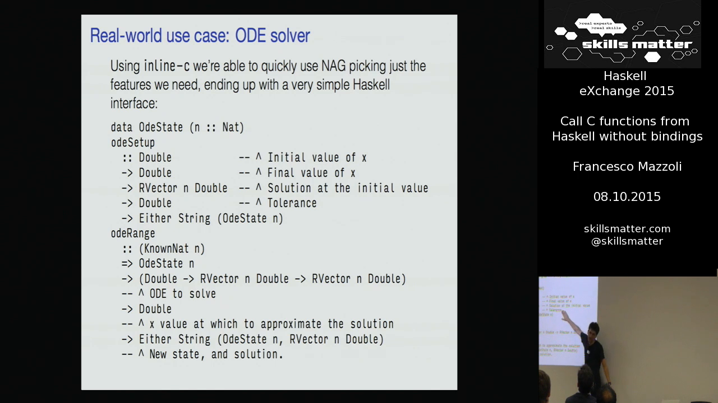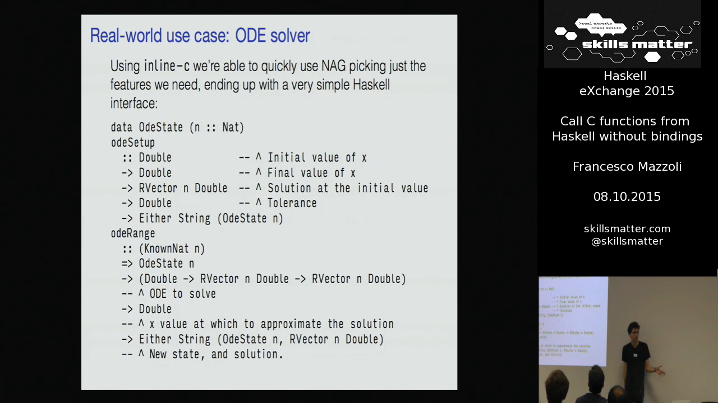The state is parameterized over the dimensions of the problem. So this is also very well typed, as opposed to simply having arrays. And then when you want to advance this system, you provide the state. You provide the Haskell function, which is not even in I/O. We simply convert it to I/O in the definition of ODE range. Then the X value at which you want the solution, and you just advance the system, and you get back the solution at the value you specified.